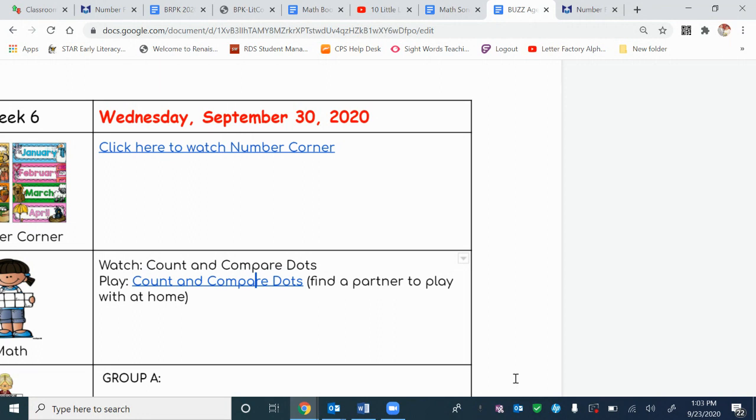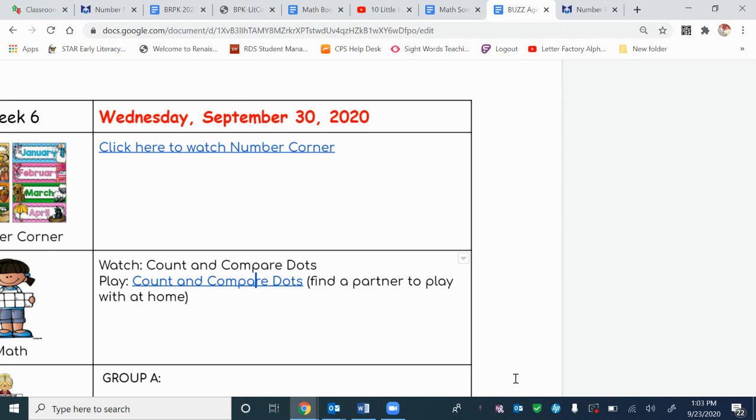Today, we are going to play a game together, and it's called Count and Compare Dots. I'm going to show you how to play, and then you're going to find someone or something to play with at home or wherever you are today.